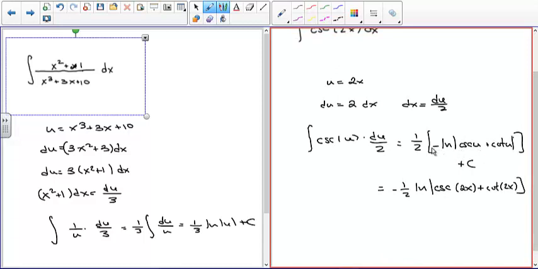So in your sheet, you'll find the integral of the cosecant of u is negative the natural log of the absolute value of the cosecant of u plus the cotangent of u. And then I plug u back in.